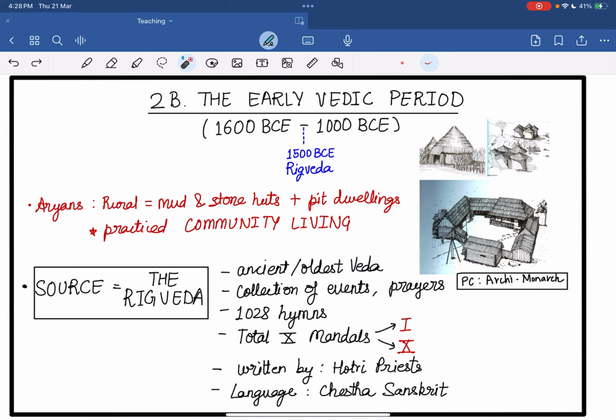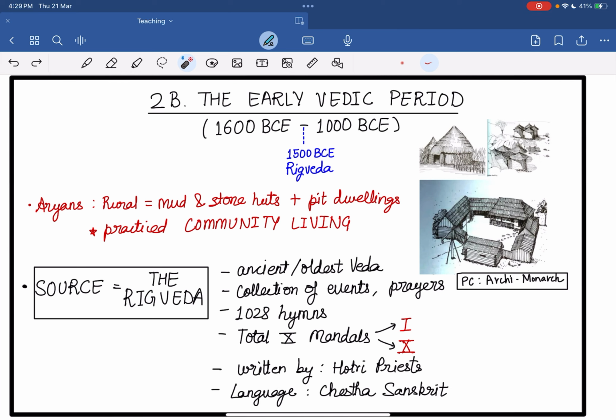What does it contain? It contains a collection of events and prayers. It has 1028 hymns. What are these hymns? These are prayers and poems, prayers and poems that are dedicated to gods and goddesses. The Rig Veda also contains 10 mandals. What are mandals? Mandals are nothing but volumes, or in simpler terms we can call them books, out of which the number one mandal and the 10th mandal are the latest additions, the most recent additions.